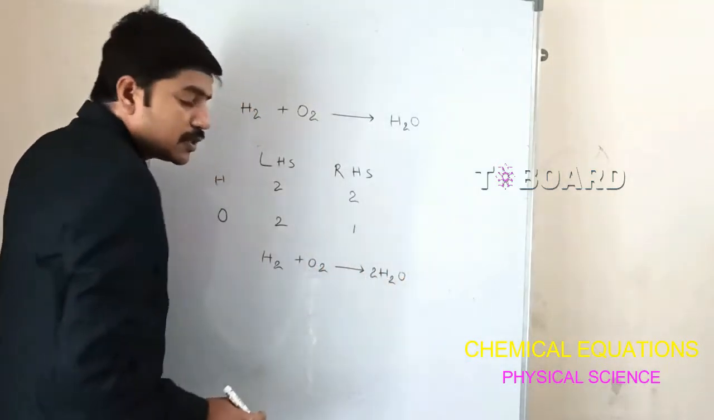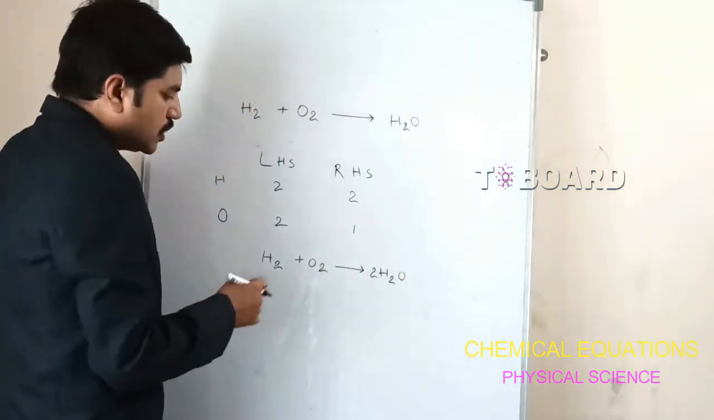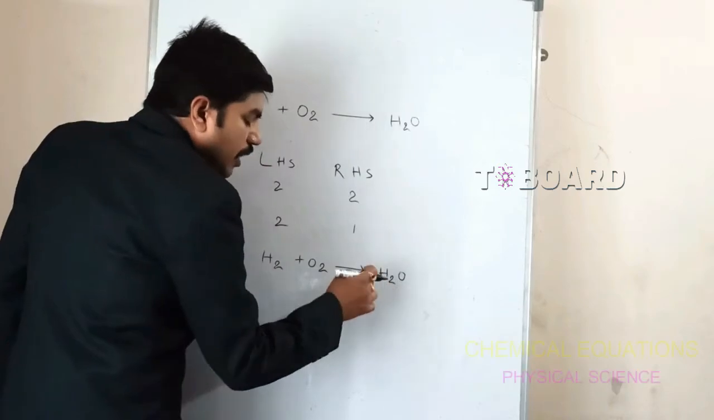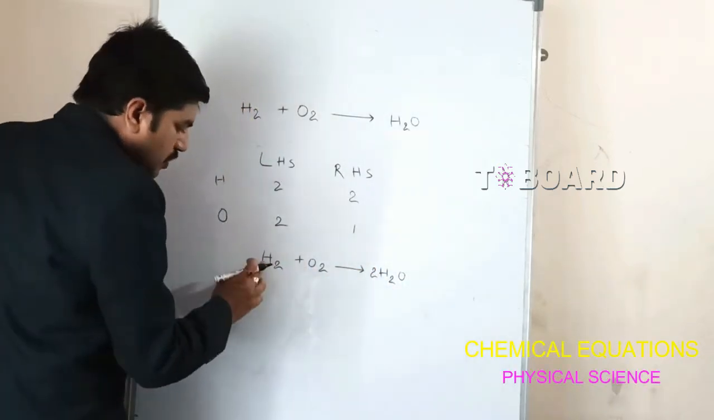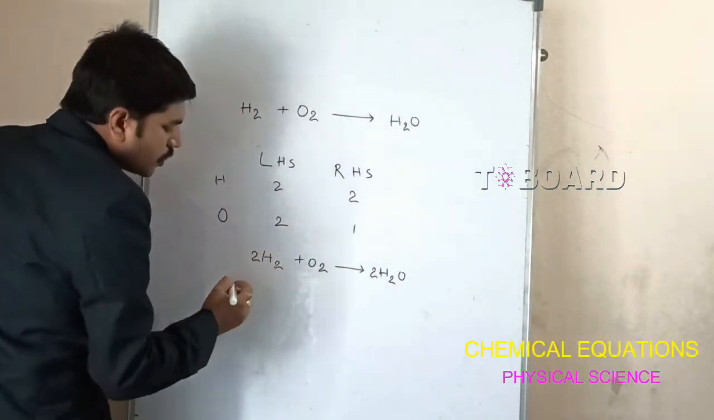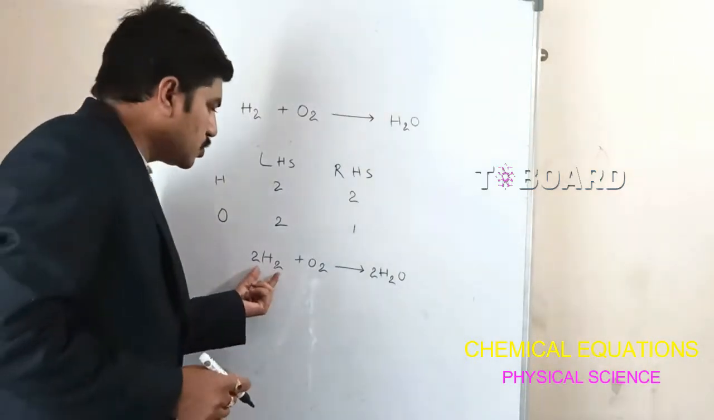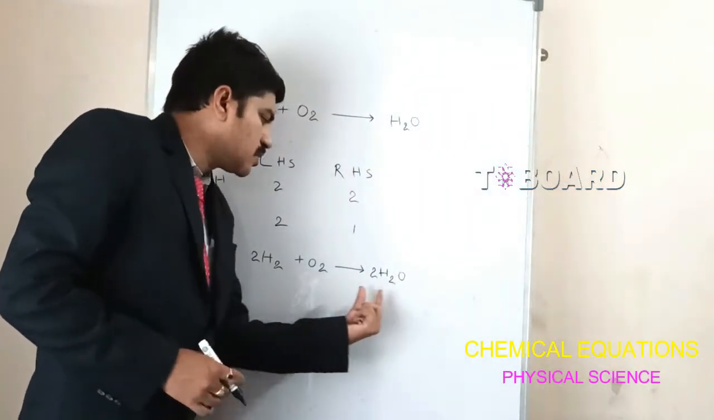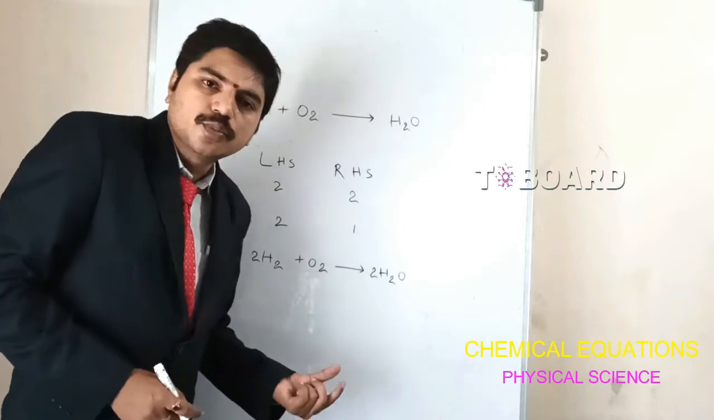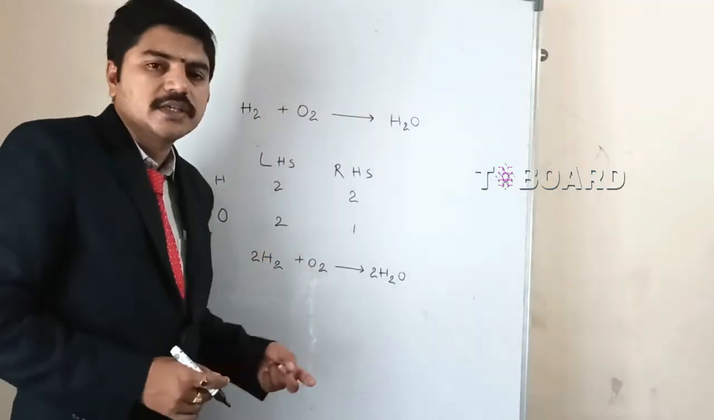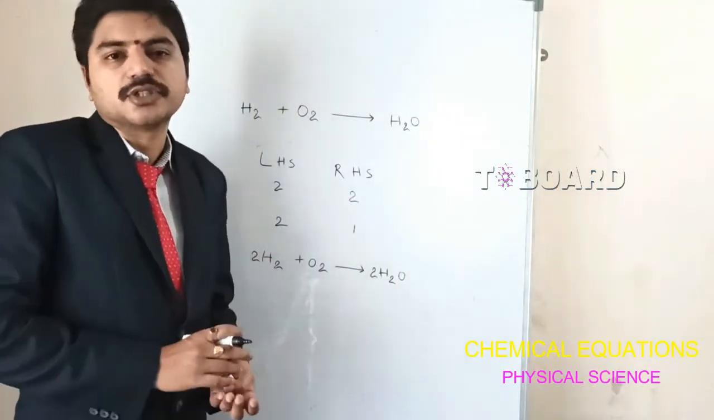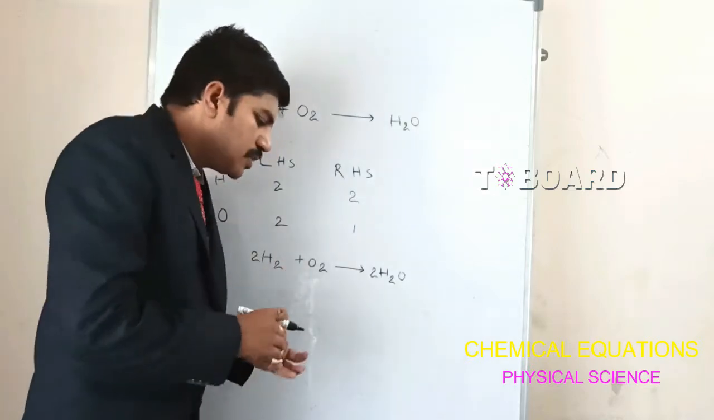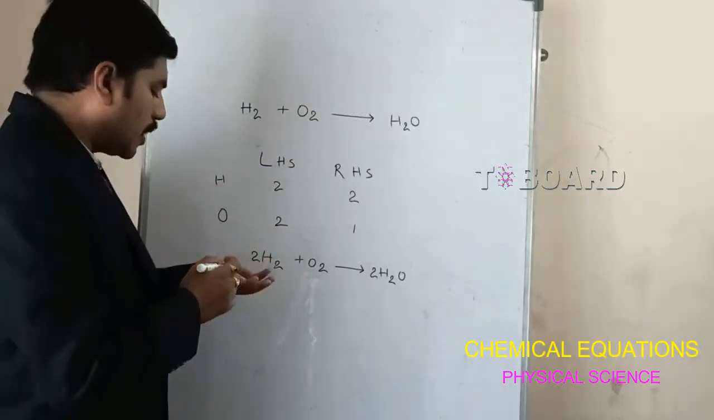The oxygens are balanced, but what about the hydrogen? Yes, now the hydrogens are unbalanced. That's why I am going to change this and keep 2 here also. So there are 4 hydrogens and 4 hydrogens, and 2 oxygens and 2 oxygens. This is called a balanced equation. If you balance the remaining equations like this, you can easily balance them.